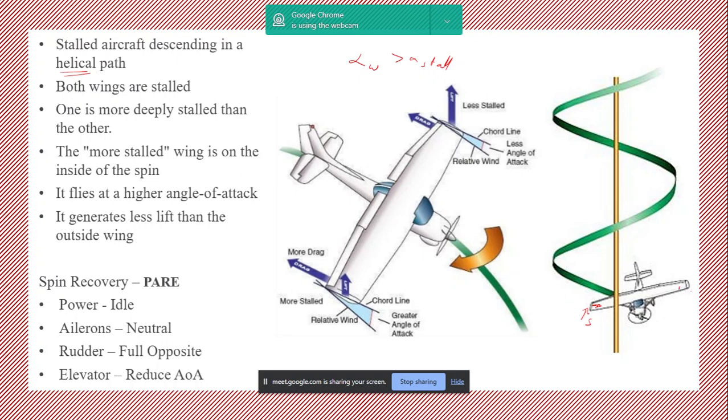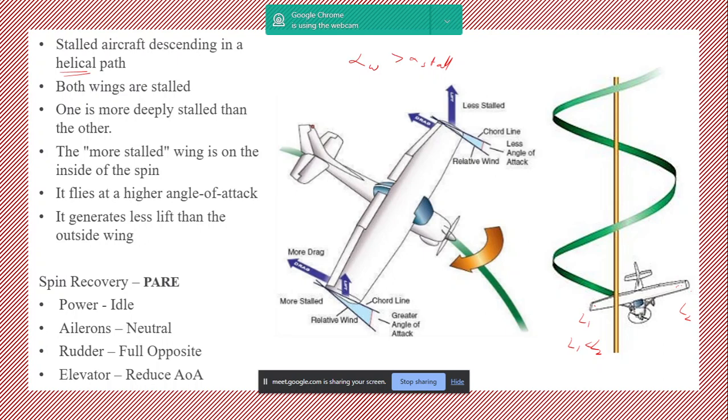So if it's more stalled, what happens? If this is the more stalled wing, is the lift on this wing higher than this wing or lower? Lift 1, yes. So lift 1 is lower than lift 2. So it dips, right? It dips into the axis of the helical path, and it keeps going that way because it's progressively lesser than this wing. So it keeps following that path.